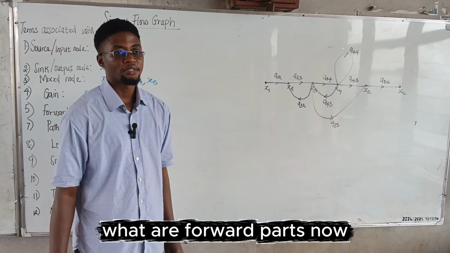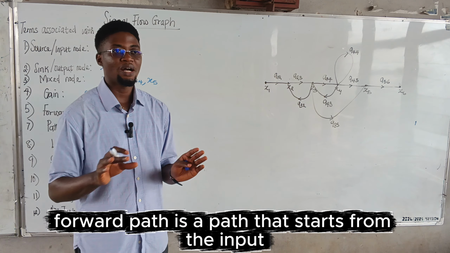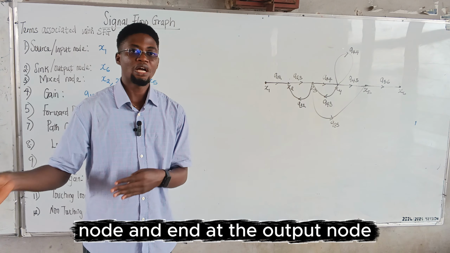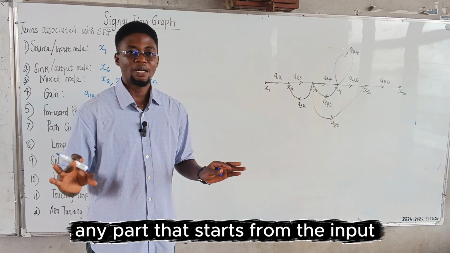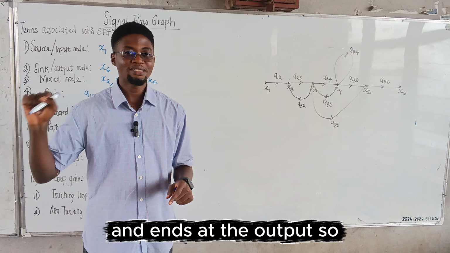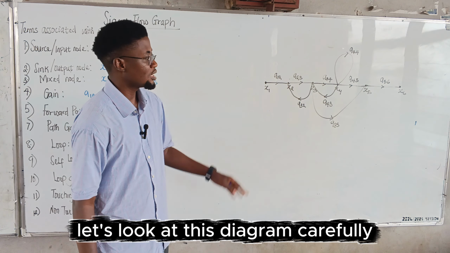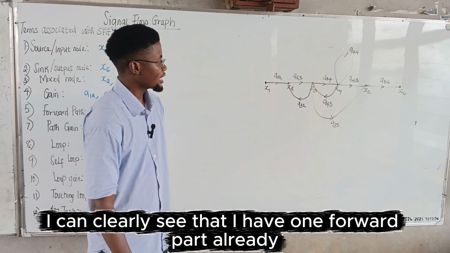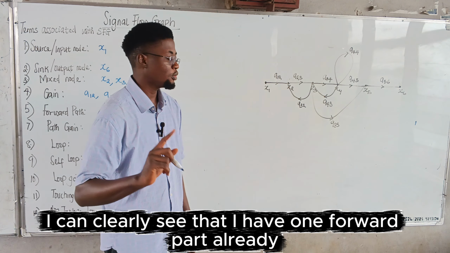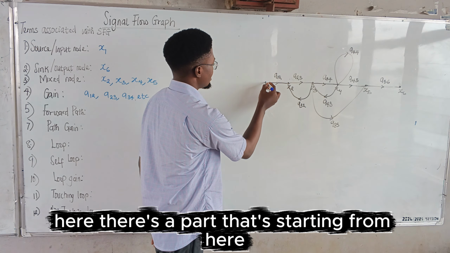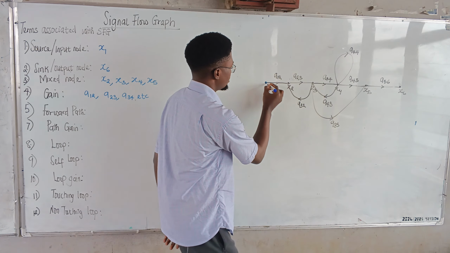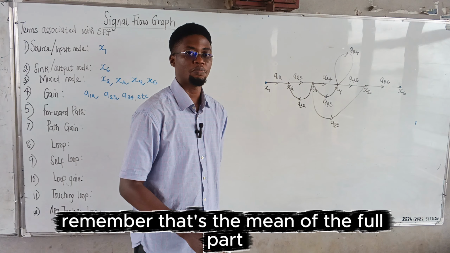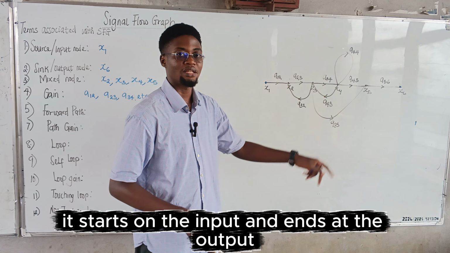So moving on, forward path. What are forward paths? A forward path is a path that starts from the input node and ends at the output node. Any path that starts from the input and ends at the output. So let's look at this diagram carefully and identify the forward path. I can clearly see that I have one forward path already here. Here's a path that starts from here and goes all the way to the output. Remember, that's the meaning of the forward path. It starts from the input and ends at the output.